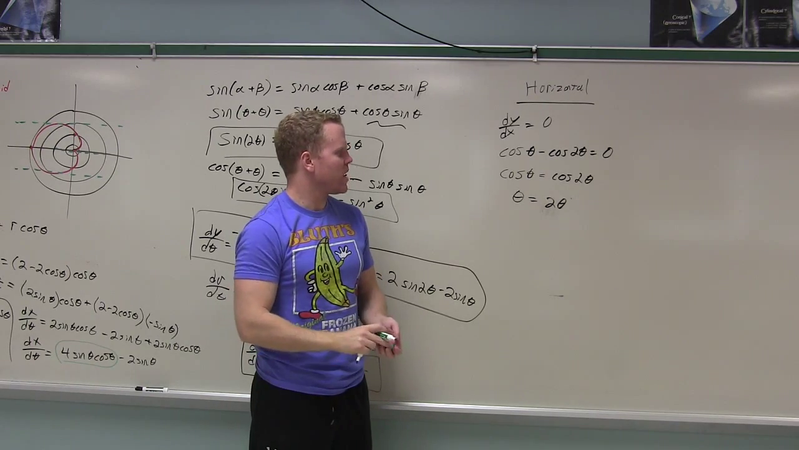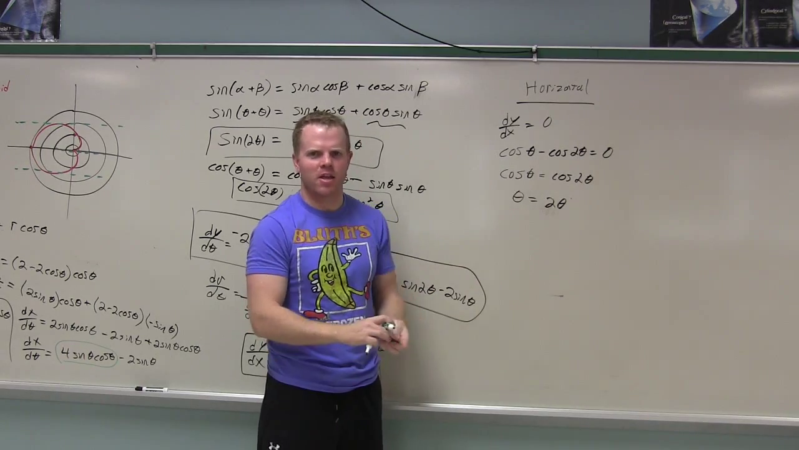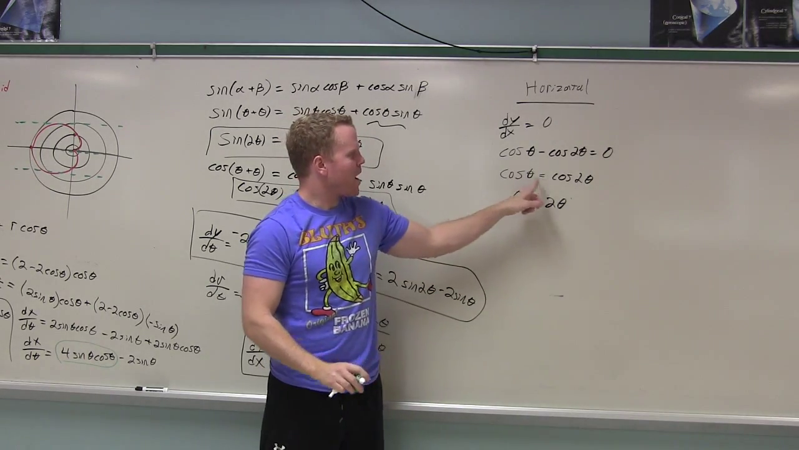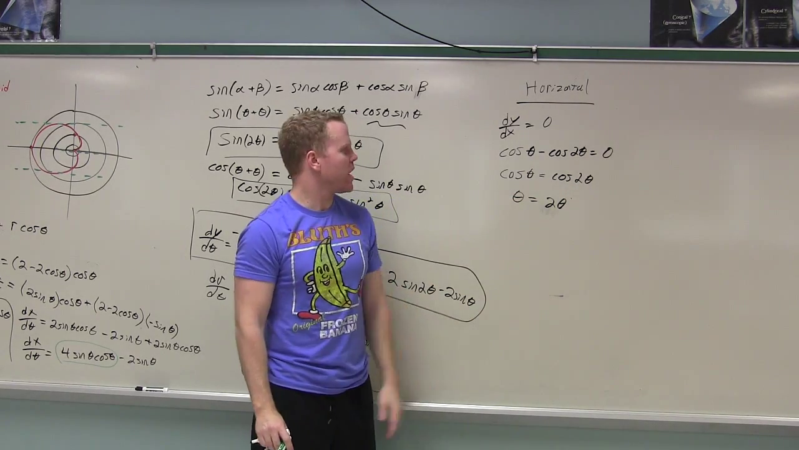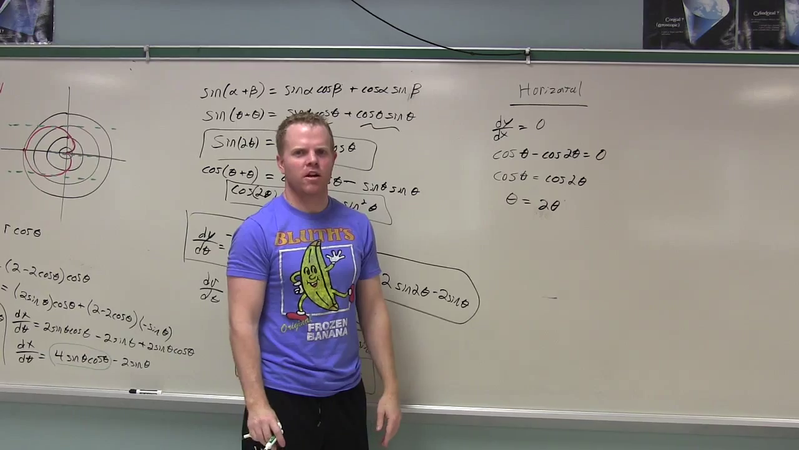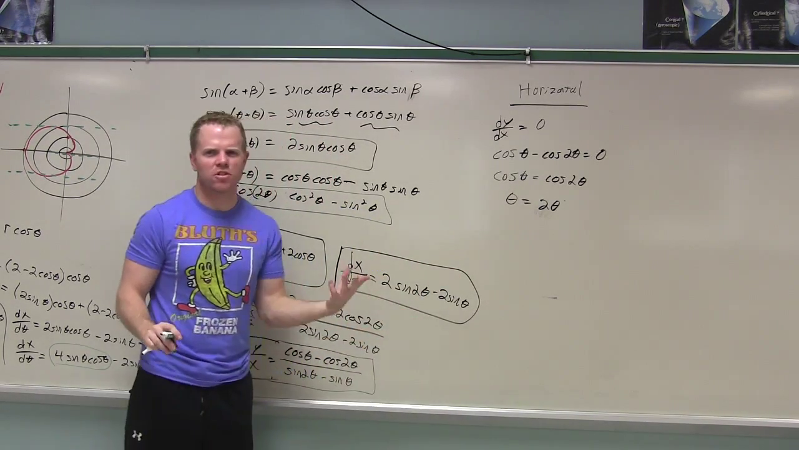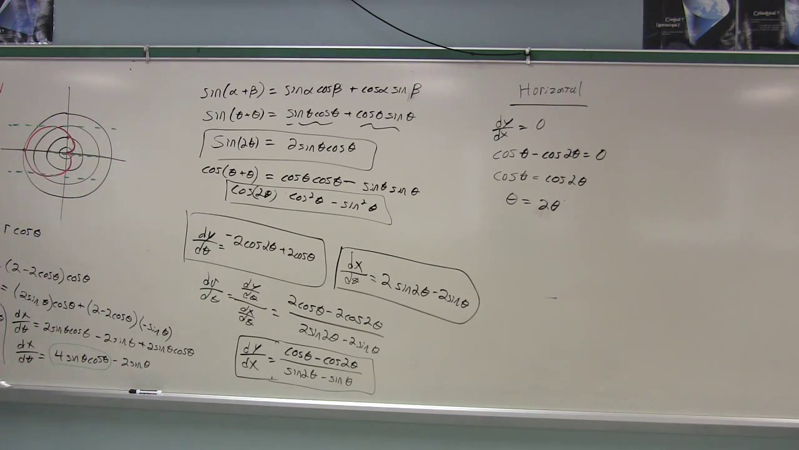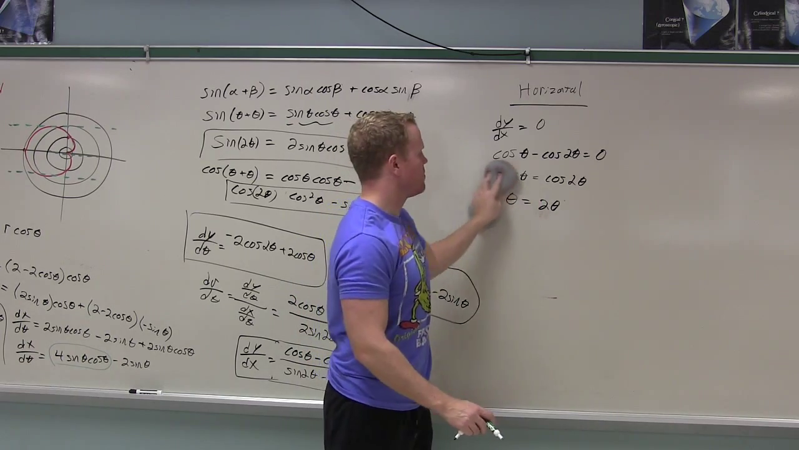Just because cosine of theta is equal to cosine of 2 theta doesn't mean these 2 things have to be exactly the same thing. Cosine of 2 pi is equal to cosine of 4 pi, that's true. Cosine of 2 pi over 3 is equal to cosine of 4 pi over 3. They're both negative a half. And you wind up kind of losing solutions. Cosine is not a one-to-one function, so this is kind of trash algebra.